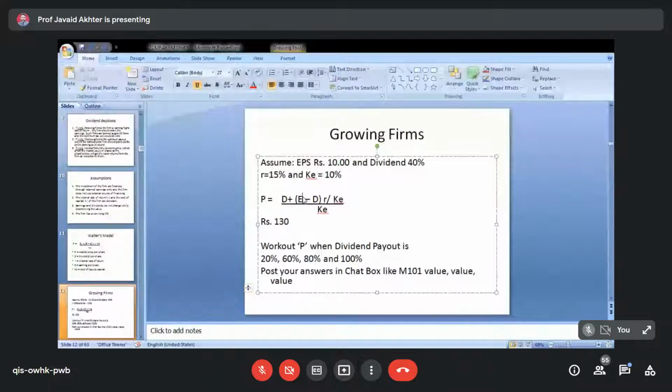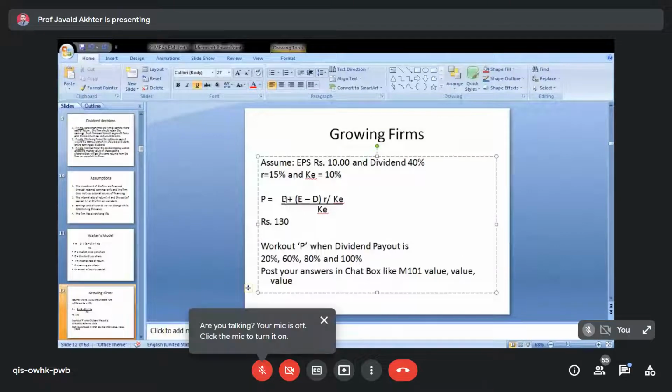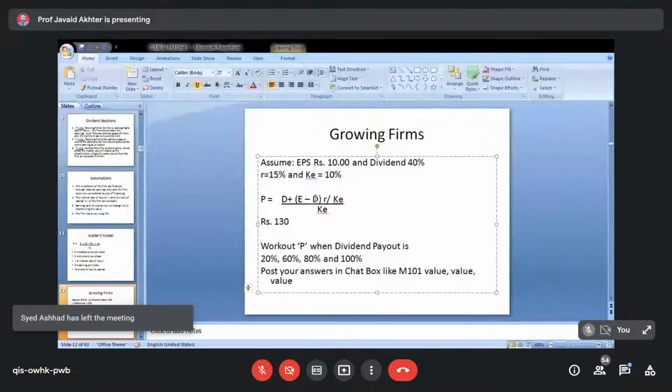So take out your pen and copy. Write down this formula. Substitute the values. Instead of D, write 4. Instead of E, write 10. What will you write for R? 1.5. What will you write for KE? 1 or 0.1?